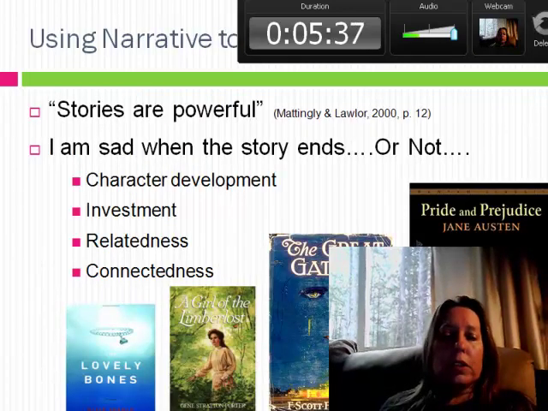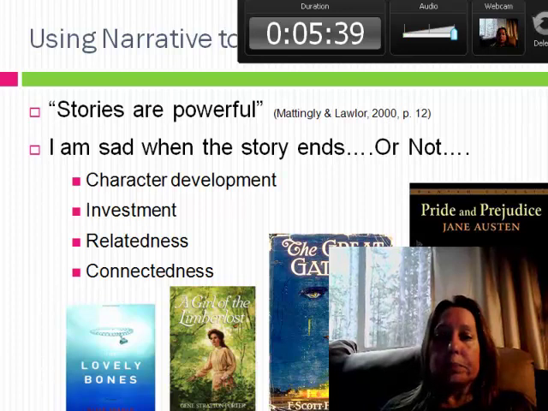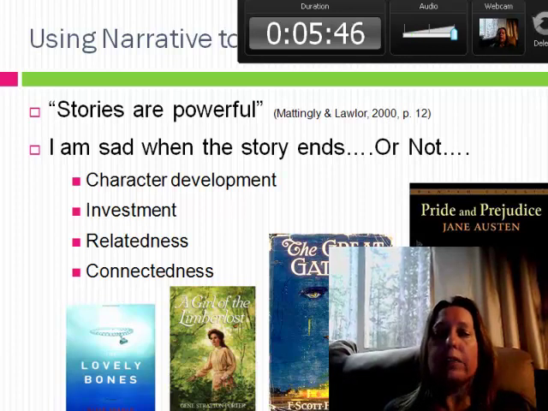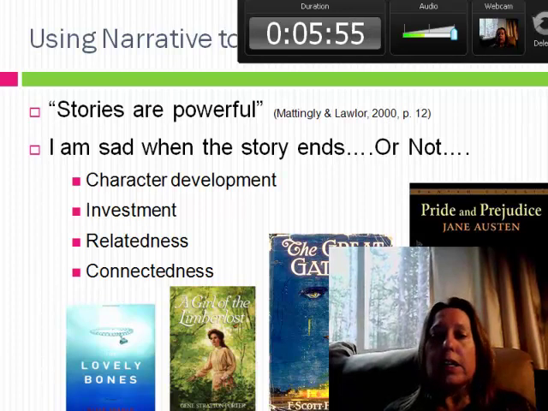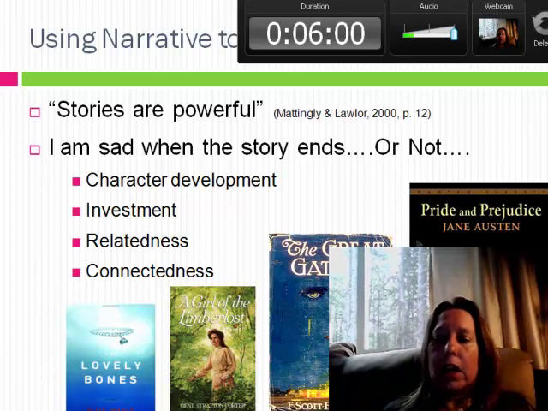So, using narratives to understand occupation. Mattingly and Lawler tell us that stories are powerful, and we've all had that experience. In the pictures here are represented books that I've read, and I've had different reactions to. I love Pride and Prejudice. I don't know why. I love the story. I love the romance of it. I love the time period. I love the purity of the relationship between the primary characters. I think it's a beautiful story.